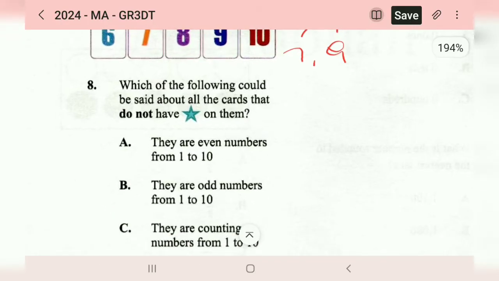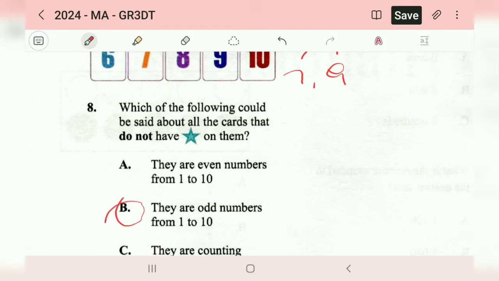A says they are even numbers from 1 to 10. What are even numbers? Even numbers end in 0, 2, 4, 6, or 8. So that's not true. B says they are odd numbers from 1 to 10. And C says they are counting numbers from 1 to 10. Girls, no, it's boys, because the girls went first. Boys, this one is for you. All those numbers without the stars, what are they? Odd numbers. Very good. Every other number.